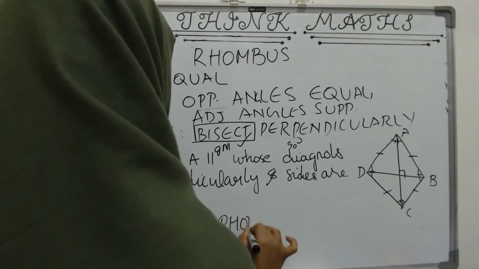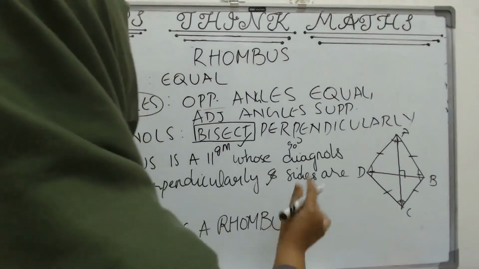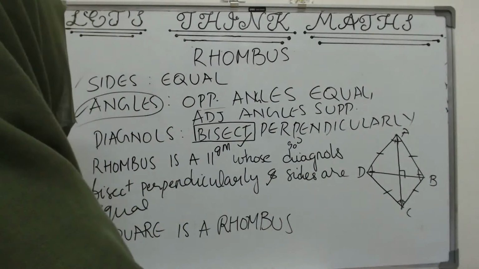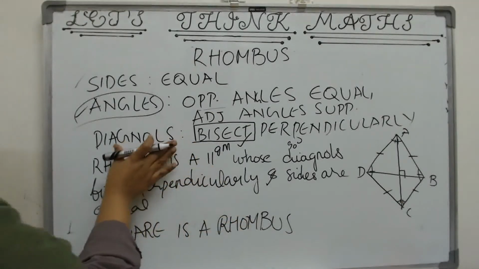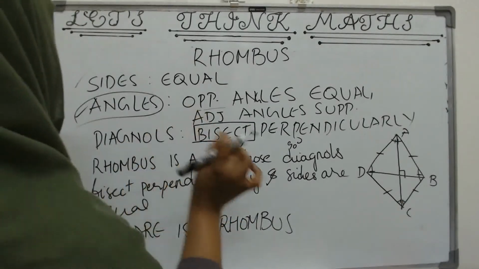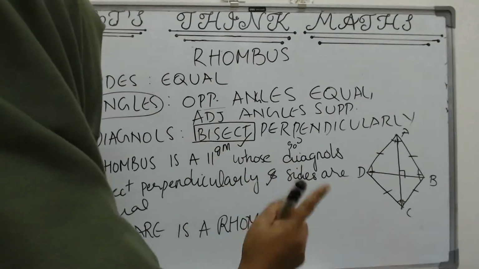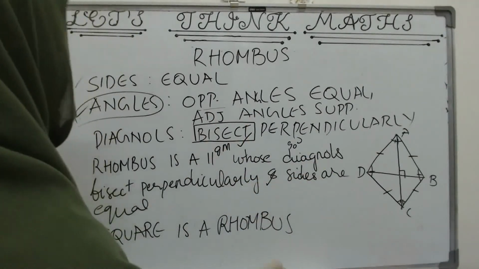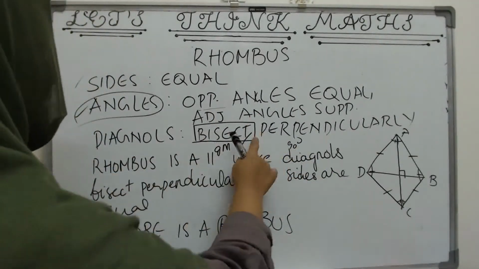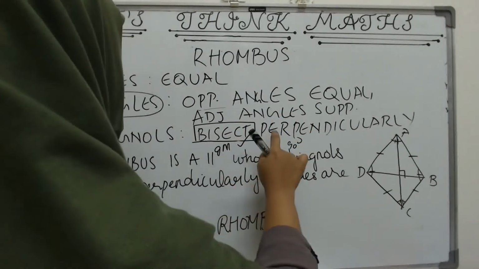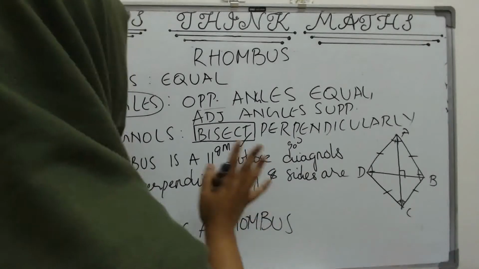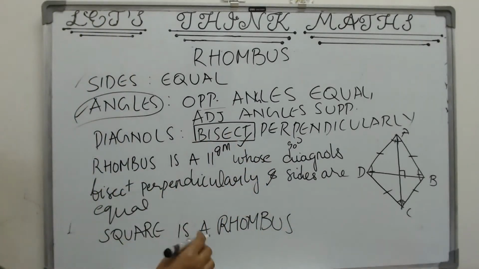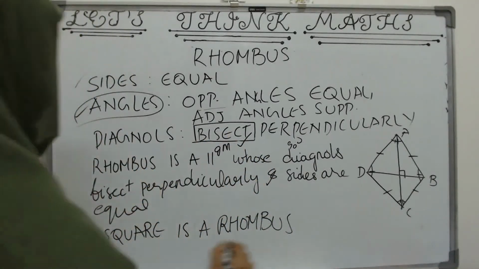Square is a rhombus. Why is that? Rhombus is very simple. It has minimum conditions to satisfy. But square has to satisfy more conditions. Also look at the diagonal part. The diagonal part also, square has one extra condition. Do you remember what it is? The diagonals of a square bisect perpendicularly, and there was one more thing. Do you remember? They have to be equal. So square is a rhombus whose diagonals are equal.